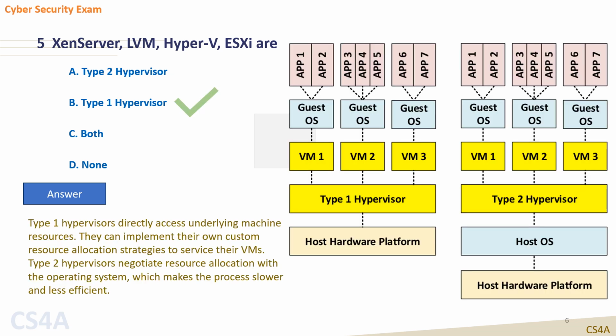So what is the difference between type 1 and type 2? In a type 1 hypervisor, the hypervisor is placed on top of the bare metal hardware, and all the VMs run on top of that hypervisor. In a type 2 hypervisor, the hypervisor is installed on top of the host OS. So the hypervisor does not talk directly to the hardware. It needs to talk to the host OS. So that's the difference between type 1 and type 2 hypervisors.